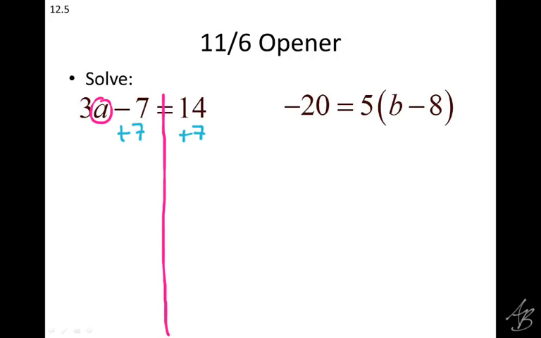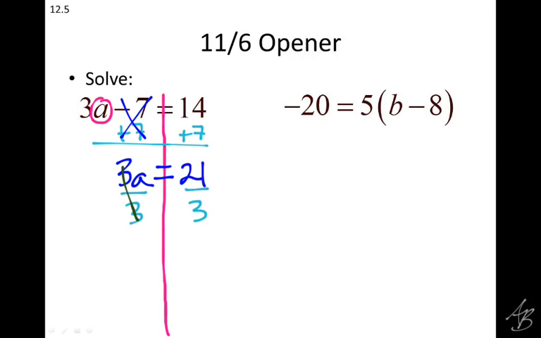We add 7 on both sides. And those 7s cancel each other out, leaving what? 3a. Equals, and then 14 plus 7 is 21. Alright, then what? Divide by 3. Do that on both sides. And when those 3's cancel on the left, that leaves a, and then equal sign on the line, and 21 divided by 3 is 7.